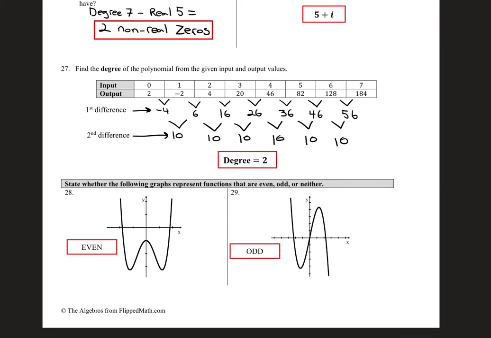27 is where we determine what degree it is based on the number of times we have to find the difference. So first difference, if it was the same, would be linear, which is a degree of 1. Second difference is 2. Third difference is 3, so on and so forth. 28 is even because it's symmetric to the y-axis, and 29 is odd because it's symmetric to the origin. If it moved up, if it moved right, if it moved down, anything like that, it would be neither. Yep.